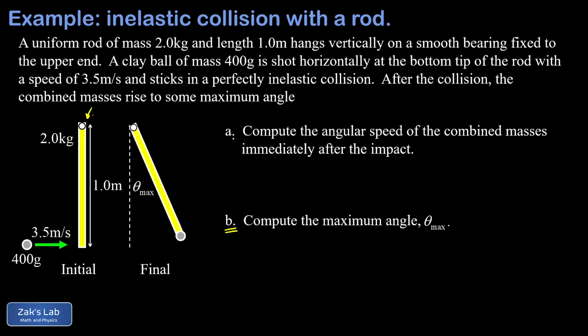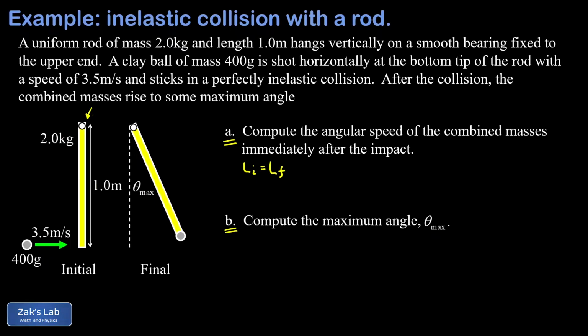To get started, in part A, we're asked to compute the angular speed of the combined masses immediately after the impact. So the rod is still oriented vertically. It hasn't started to rise yet. We're just doing the inelastic collision. So just starting from first principles here, it's a conservation of angular momentum problem. So we have L initial is equal to L final.